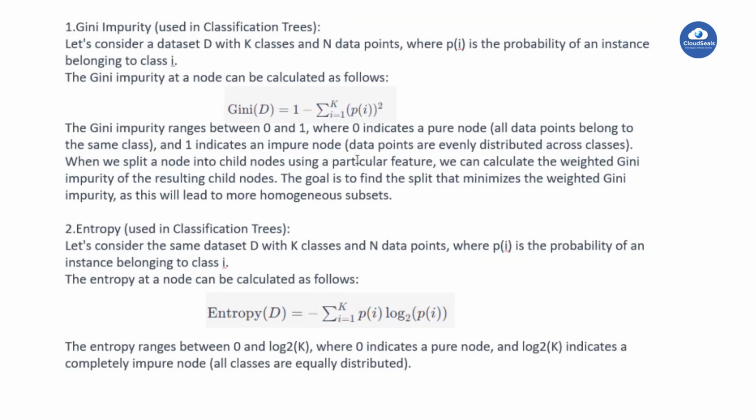So high purity means the value is near to zero. High impurity means near to one. So pure node means high purity, right? Zero means 1 minus 1. So here the total class for the whole has probability 1. By using this feature, we are also able to get probability 1.